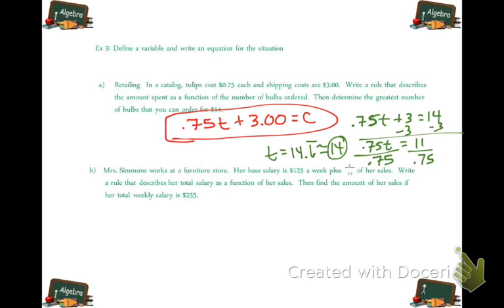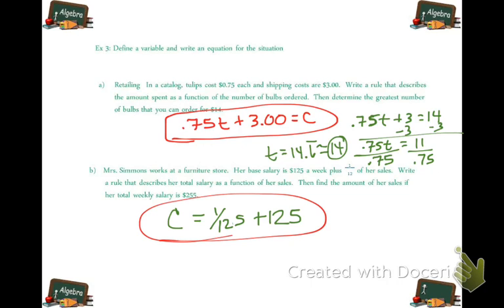Mrs. Simmons works at a furniture store. Her base salary, she makes $125. That's how much she makes altogether. And that will never change. And that is 1/12 of her sales. So I'm going to make that S. And that's how much she earns in a day. C, we like C when it comes to money. That's the first answer. And then find the amount of her sales.